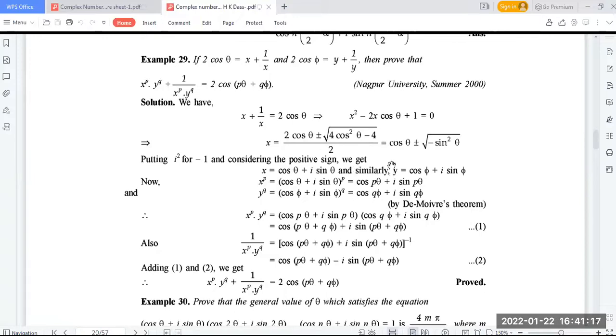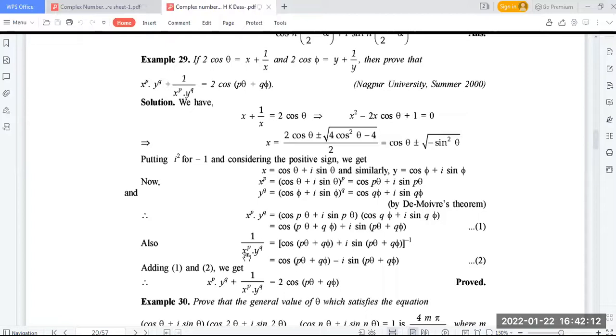Now, similarly from this relation, we can write y equals cos pi plus I sin pi. So x to the power p, by using de Moivre's theorem, power will be multiplied with angle: cos p theta plus I sin p theta. Similarly, y to the power q will be cos pi q plus I sin pi q using de Moivre's theorem. Now this product x to the power p into y to the power q, just simply multiply it. Cos p theta into this plus I sin p theta into this. We get cos a cos b minus sin a sin b, and sin a cos b plus cos a sin b.